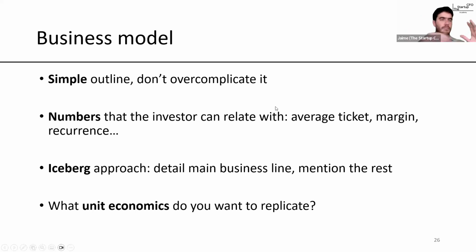Simple outline, don't complicate it. Arrows, circles, very simple. And ideally they should be numbers that the investors can relate to. So for example, if you tell them directly, we are planning on having revenues of 1 million euros with subscriptions, they cannot relate that much; is it a lot or not? But if you tell them 5 euros per month, or whatever figure it is, for a single client, it's way easier for them to relate to it and also compare it with other startups in their portfolio.